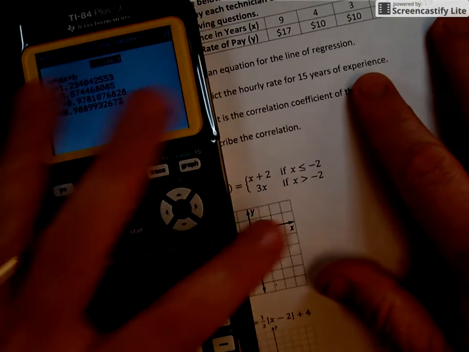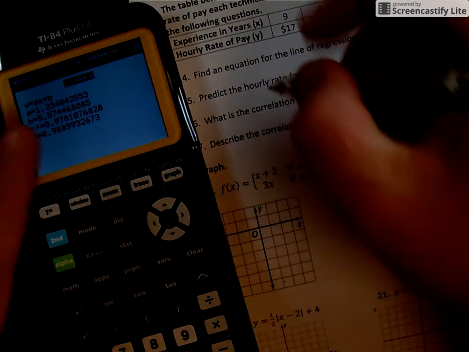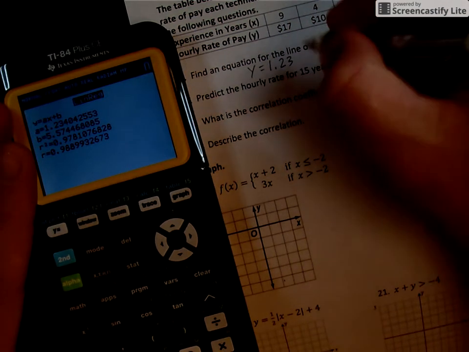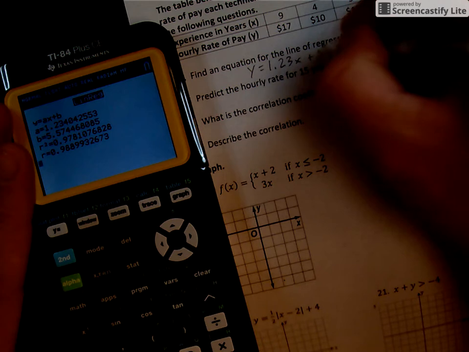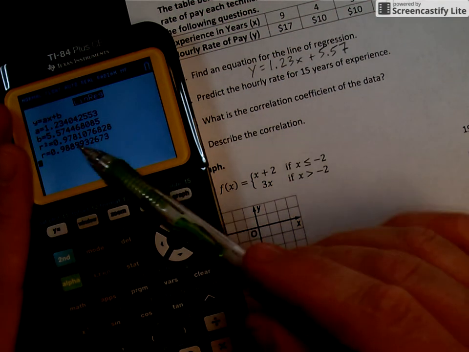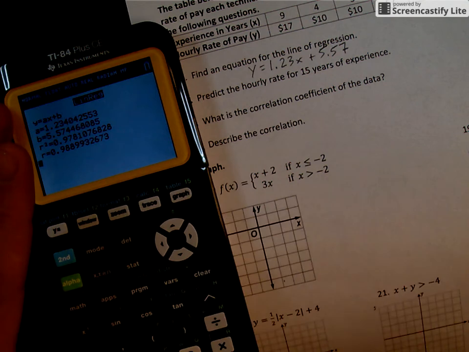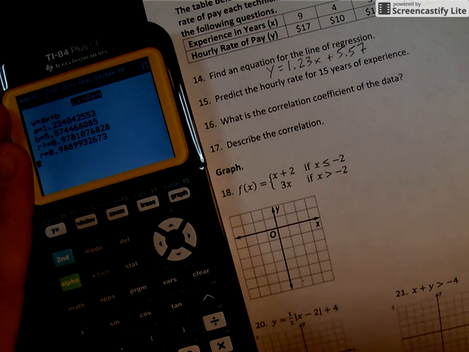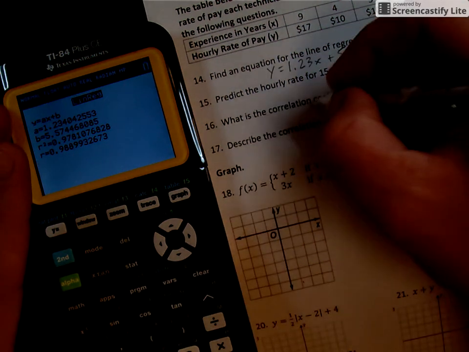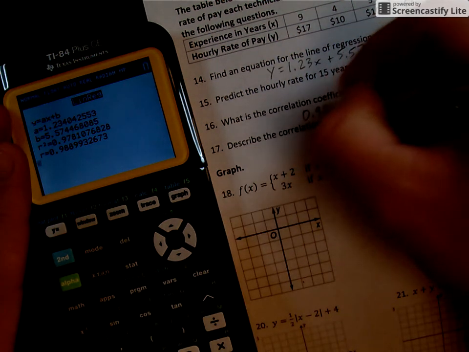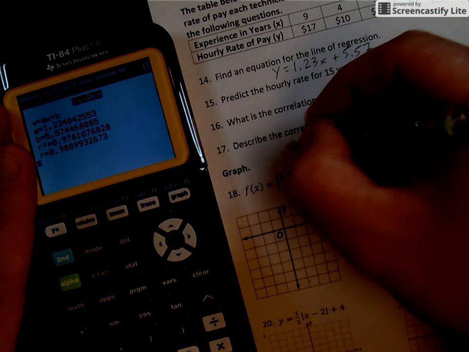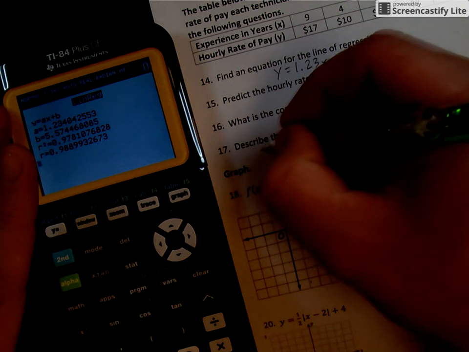All right, remove this. So write an equation, find an equation. So y equals 1.23x plus 5.57. So I just round at the nearest hundredth on the A and the B. I'm going to skip number 15 for a moment. Go on to 16. The correlation coefficient is the R value. So 0.989, we'll call it. It is positive and it's close to 1, so it's strong. So I would say a strong positive correlation.